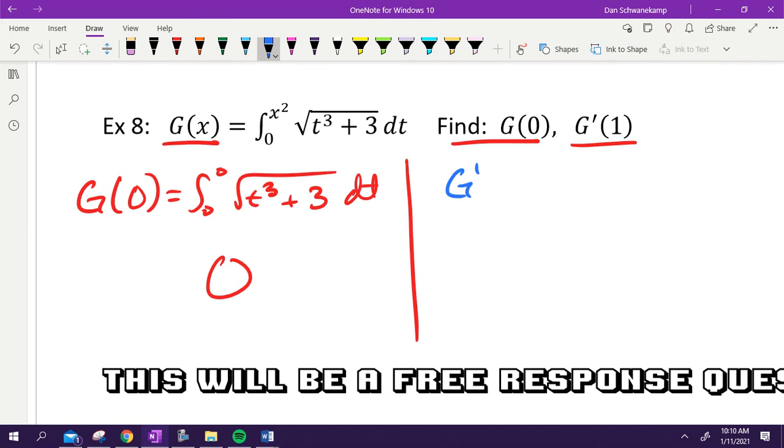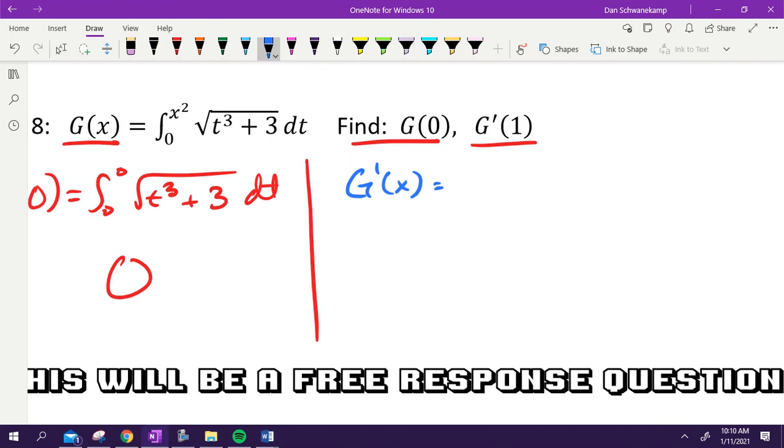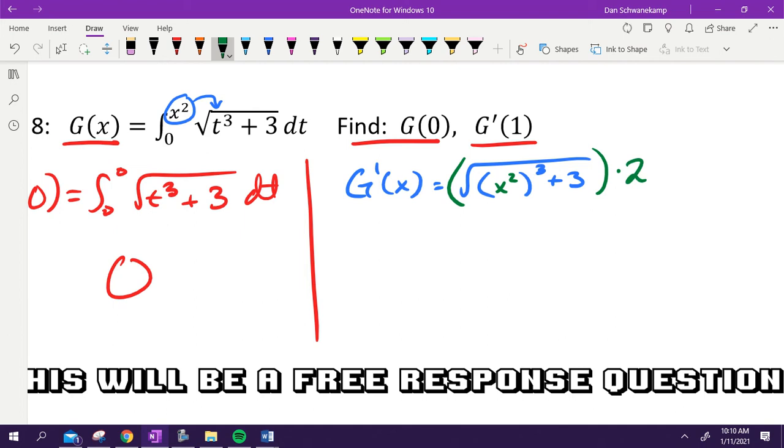Then I'm finding g prime at 1. If I'm finding g prime at 1, the first thing I got to do is find g prime of x. So if I'm finding g prime of x, Michael, what do I need to do? Plug in x squared. Take that, plug it in. So it is this thing cubed plus 3, but he's plugging in x squared. And then he's got to multiply the whole thing, not just the little part, but the whole thing by whatever he plugged in. What do you got to multiply that by? 2x. That's the derivative of x squared.